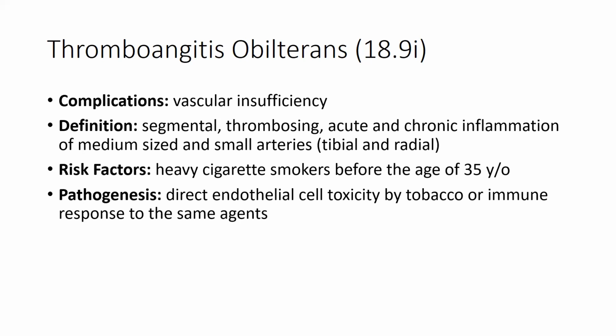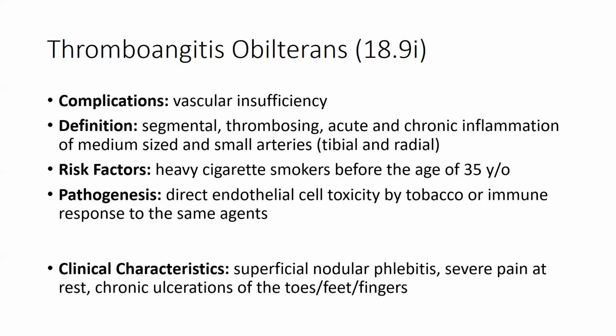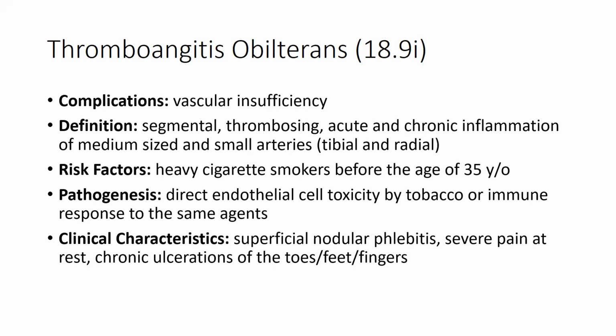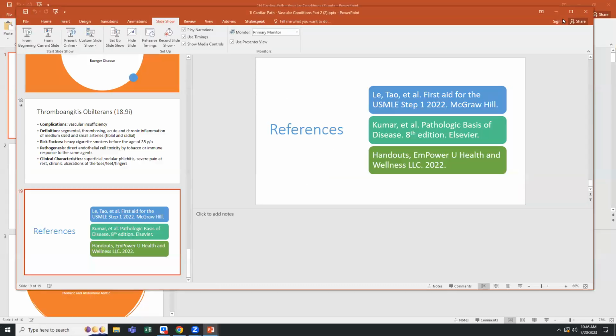You'll see essentially the endothelial cells, the lining of the blood vessels, get toxic via tobacco or an immune response to the similar agent. And it's pretty significant pain even at rest, and you can see even ulcerations. So I would say the big thing for this one is just to know this association with smoking. It's medium-sized arteries, and it's because the endothelial cells are actually having direct toxicity or an immune response to that endothelial cell. All right, flying through.